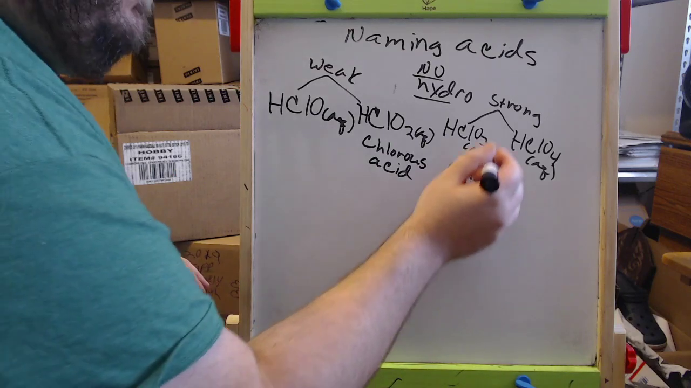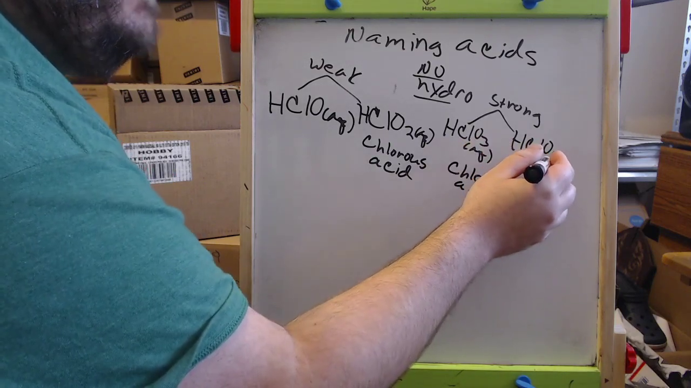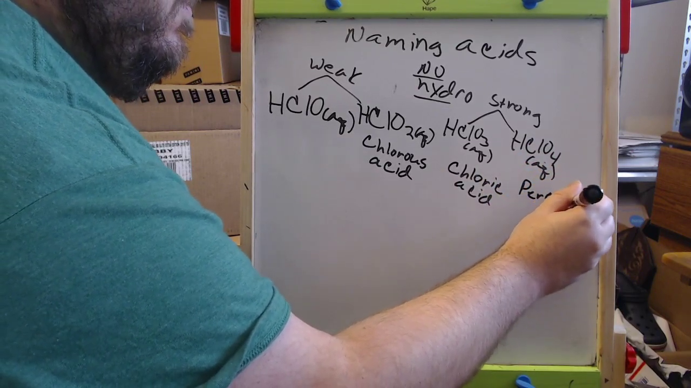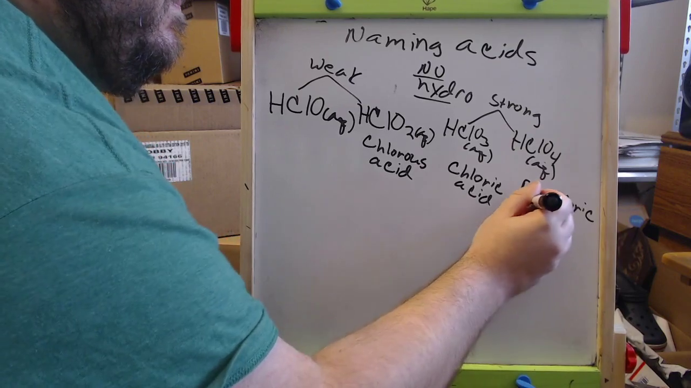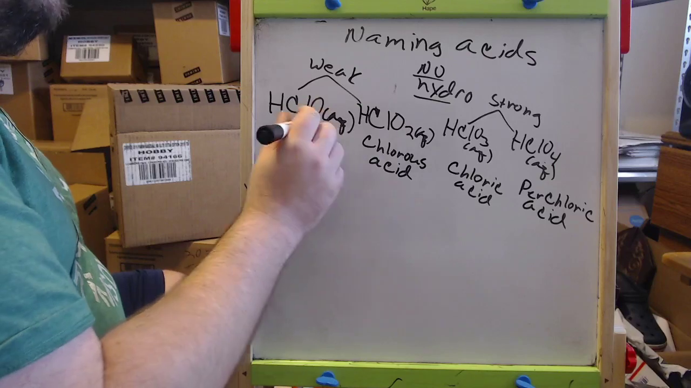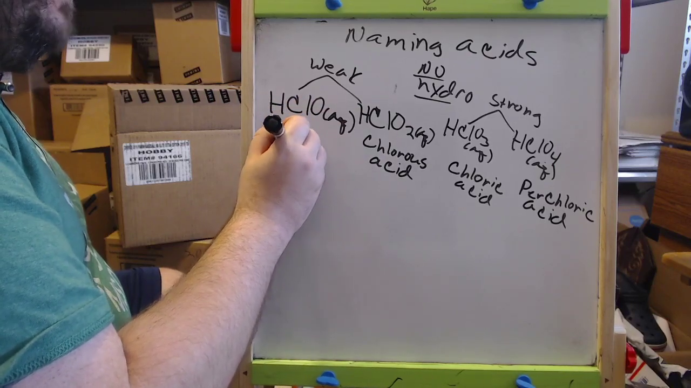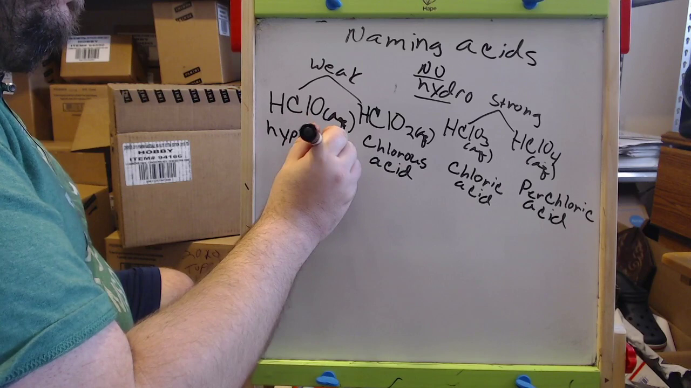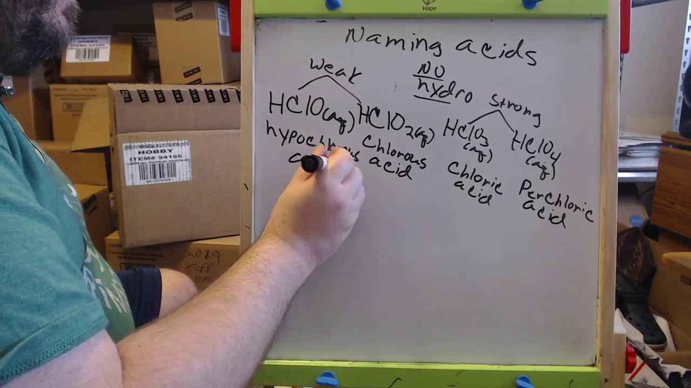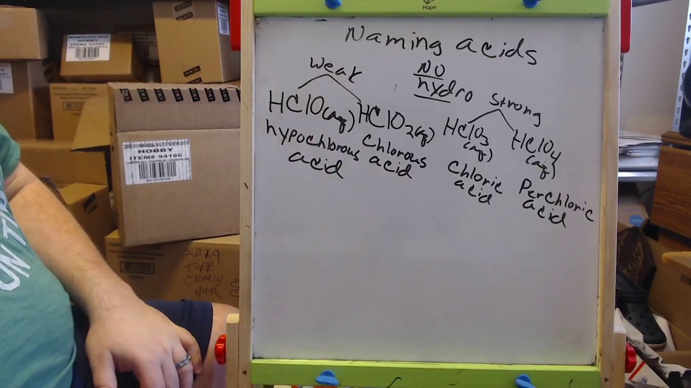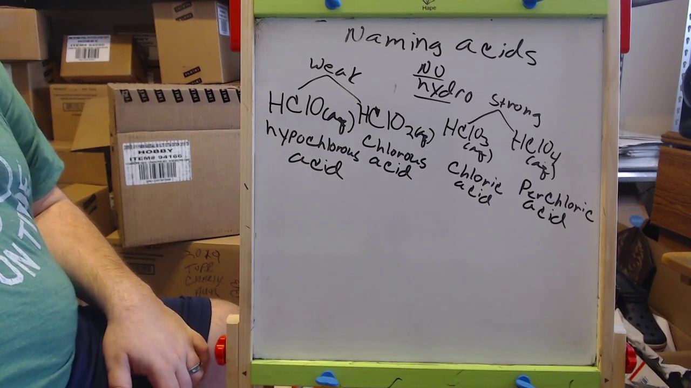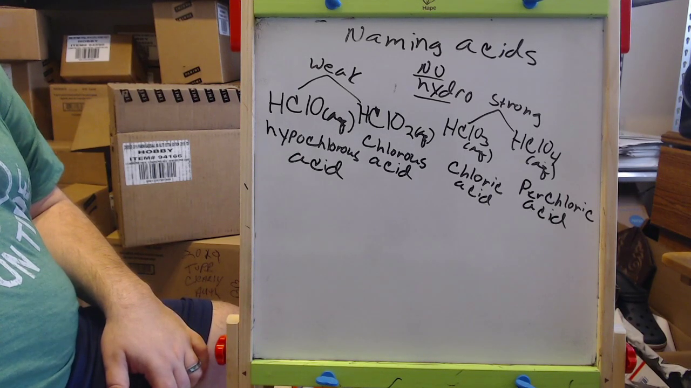Now, if I'm one more than the ate, I'm perchlorate. So this is known as perchloric acid. And one less than the ite is hypochlorite. So this is hypochlorous acid. Questions on naming my acids?